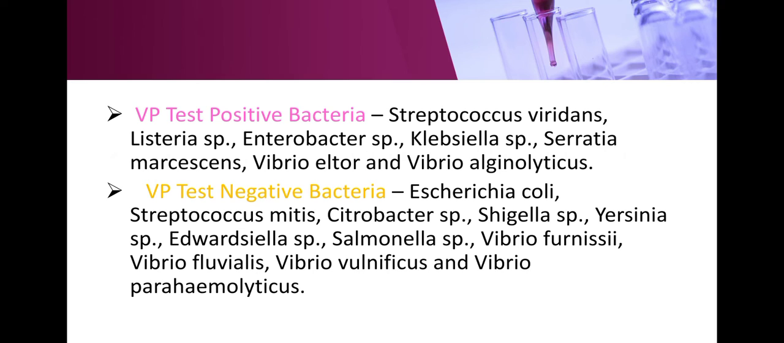VP test positive bacteria: Streptococcus viridans, Listeria species, Enterobacter species, Klebsiella species, Serratia marcescens, Vibrio cholerae El Tor, and Vibrio alginolyticus. These all come under the VP test positive bacteria. VP test negative bacteria: Escherichia coli, Streptococcus mitis, Citrobacter species, Shigella species, Yersinia species, Edwardsiella species, Salmonella species, Vibrio furnissii, Vibrio fluvialis, Vibrio vulnificus, and Vibrio parahaemolyticus. These all come under the VP test negative bacteria.